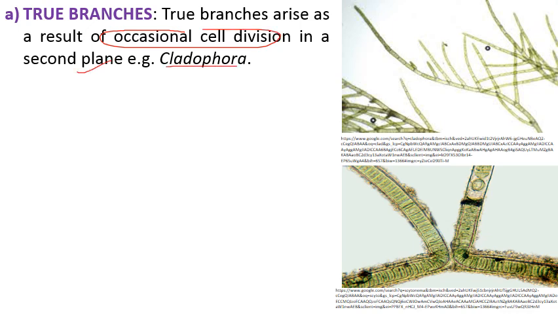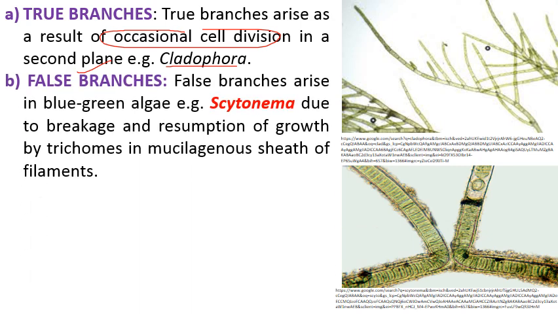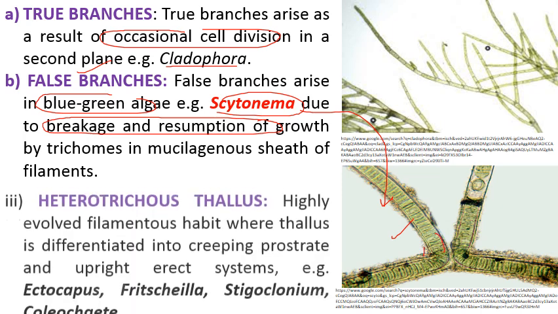This is a green algae. Next we have false branches. So false branches arise in blue-green algae. For example, we have this example that is Scytonema. Here we can see this is the photograph of Scytonema. Due to breakage and resumption of growth. इसमें जो filament break होता है उसके बाद जो growth है that is resumed by the trichome in mucilaginous sheath. So these are covered by mucilaginous sheath, and this is called the false branching and is found in Scytonema.